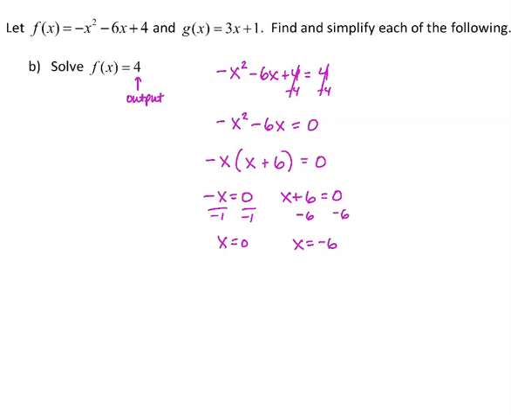So this is telling us that if x is equal to 0 or x is equal to negative 6, then our function will have an output of 4. Or another way to say that is that f of 0 is equal to 4, and also f of negative 6 is equal to 4. If we were to plug those values in and evaluate as our input of 0 or negative 6, then our output would be 4.